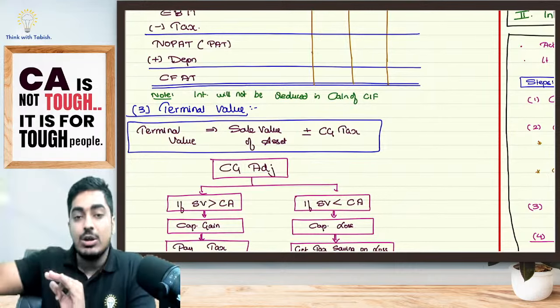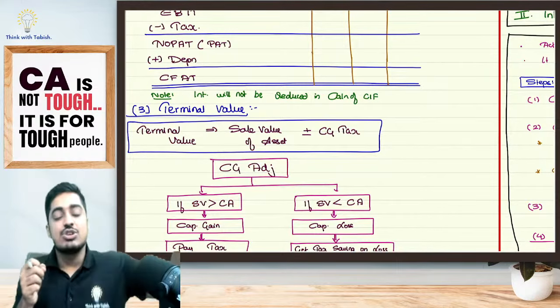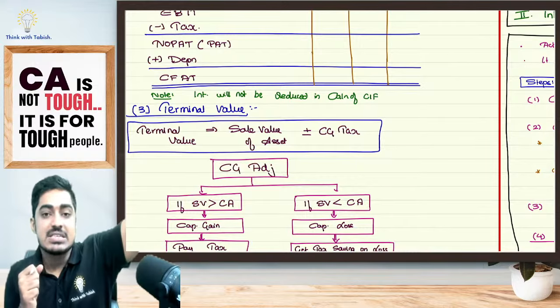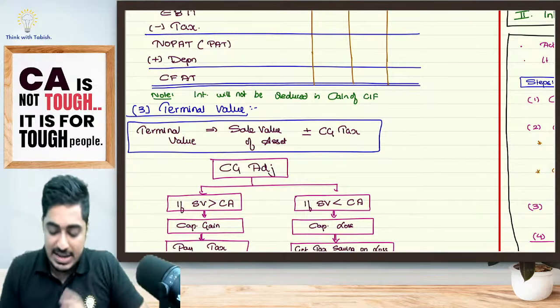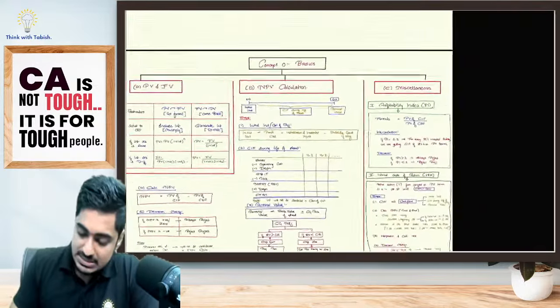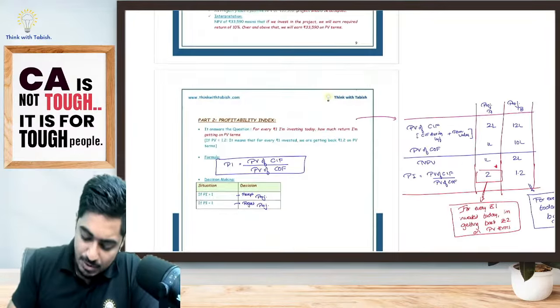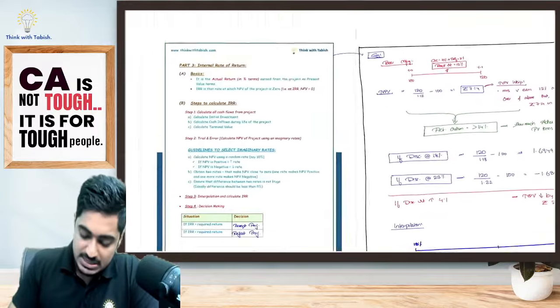Terminal value: at the end of it, how much have I got? It is the sale value. Yes, I'm getting that, plus or minus capital gain. If it is a capital gain, I will pay tax, so minus. If it is a capital loss, I will be getting a tax benefit, so I will add it. Is this clear? In simple terms, NPV I have explained. Next we have the profitability index, not at all required from an examination perspective. I will not be discussing it.